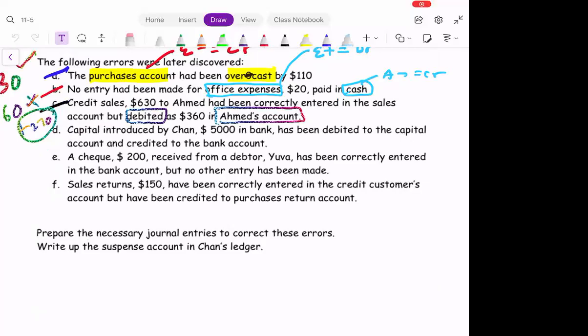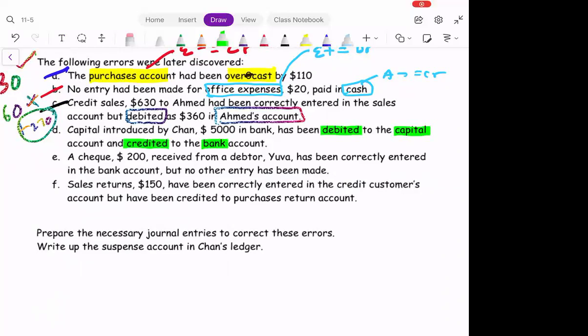Can you see question D? Capital introduced by Chan, 5,000 in the bank, has been debited to capital account. Capital supposed to be debit or credit? Supposed to be credit, but this accountant recorded it on the debit side. You see the mistake? One mistake I see, then continue. And whenever you receive money into the business, the bank account supposed to be debit or credit? Debit. But this accountant recorded it on the credit side.